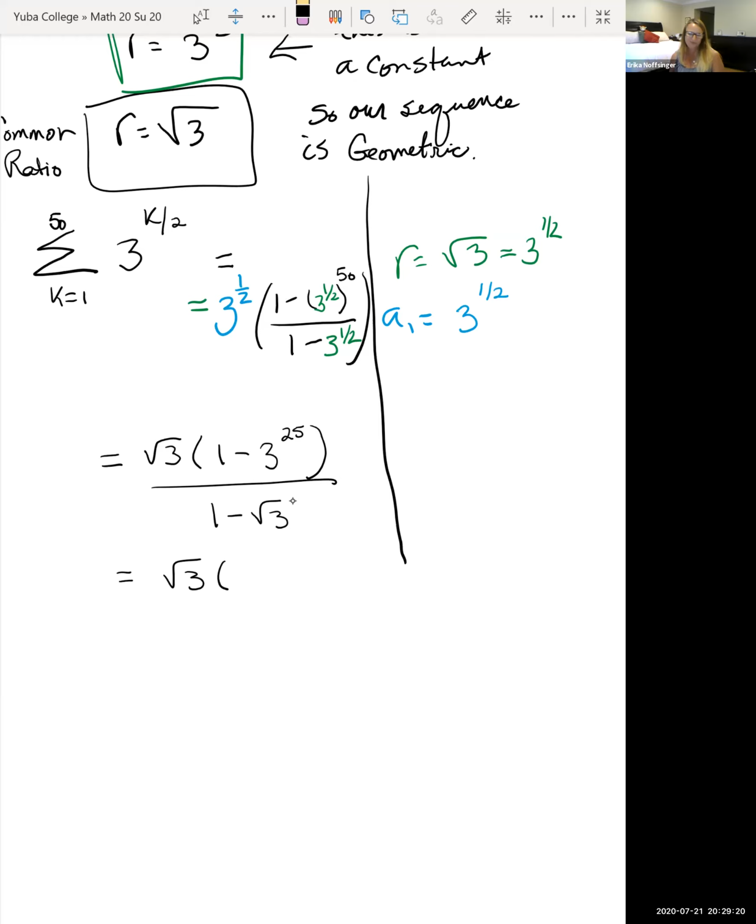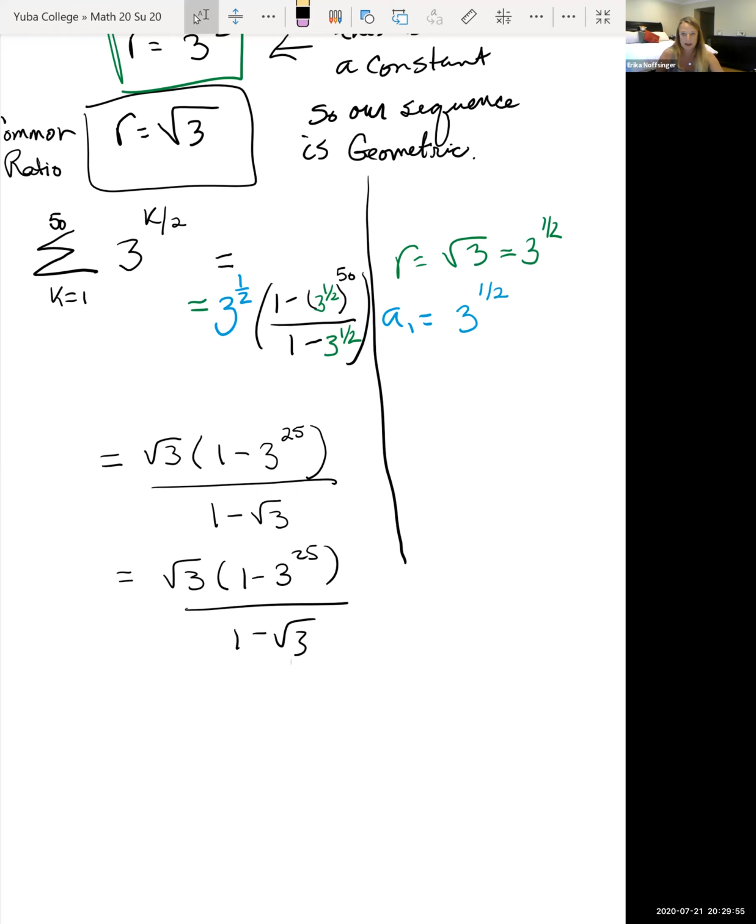Using scientific notation, it's 8.47 times 10 raised to the 11th power. So that's bringing that out 11 times. So we're going to leave it in exact form, okay? So 1 minus 3 to the 25th all over 1 minus root 3. I'm not sure if they actually want you to rewrite that, getting rid of the radical. We can rationalize the denominator if we don't have to. I'm just going to leave it in that form.